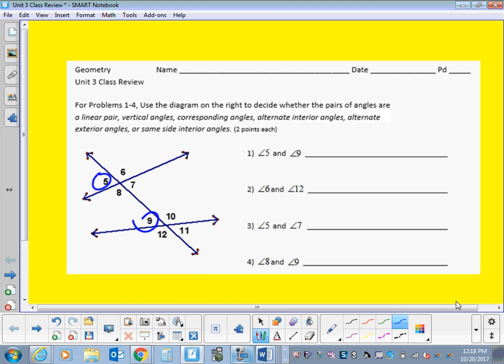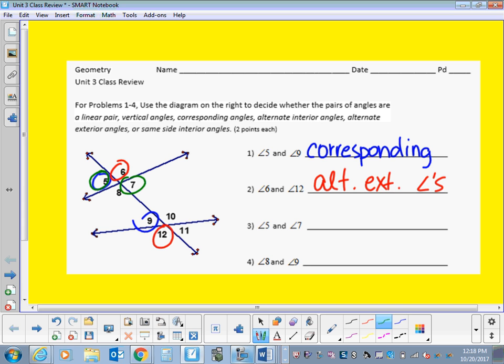5 and 9 are corresponding angles. What about 6 and 12? Alternate exterior. 5 and 7. Look at those two. They're opposite each other. 5 and 7 are vertical angles. You see that?